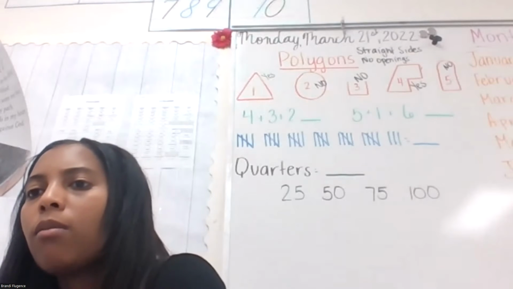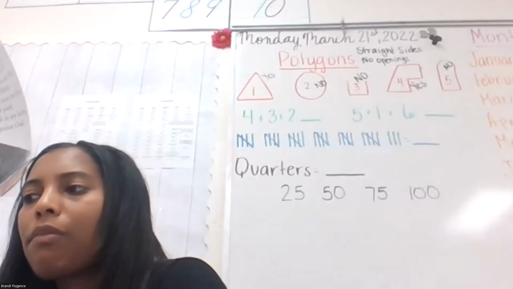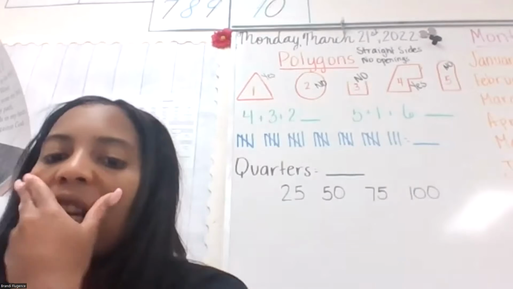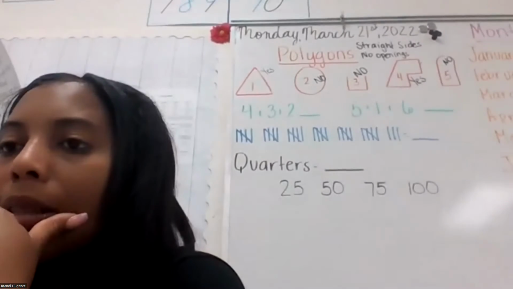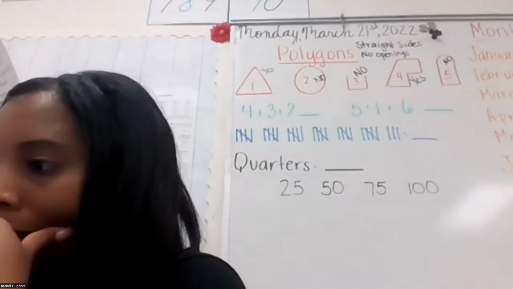And then look at D. Count your sides. 1, 2, 3, 4, 5. 5 sides. Does it have straight sides? Yes. Any openings? No. So is it a polygon? Yes. That's a polygon.